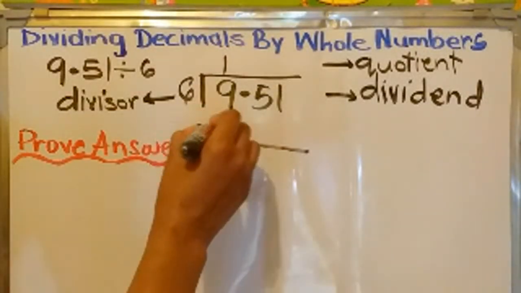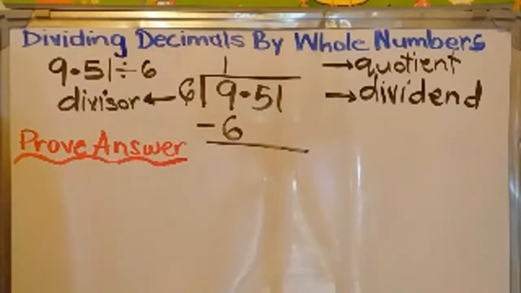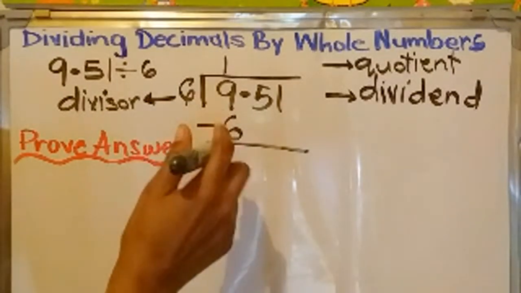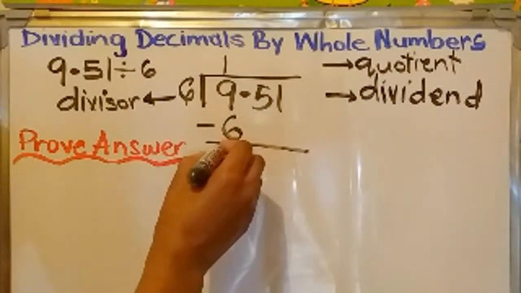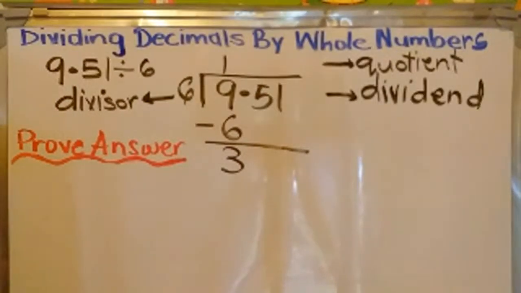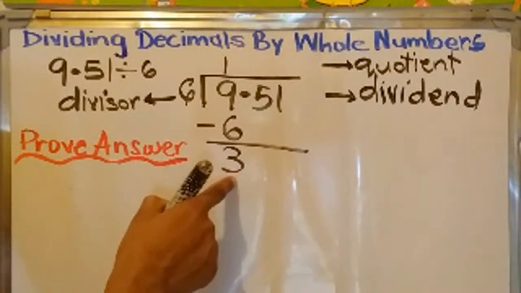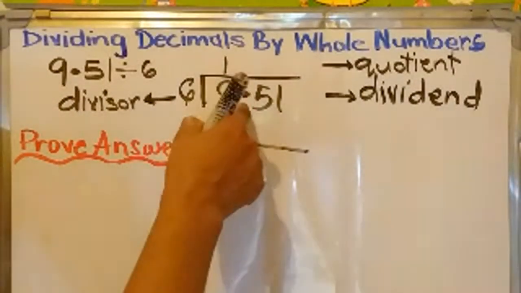Draw your line, take away. We just multiplied, and of course now we're going to take away. You have 9 and you're going to take away 6 from it. You are going to be left with how much? 3. All right, so can I get a group of 6 from 3? No, 3 is smaller than 6.